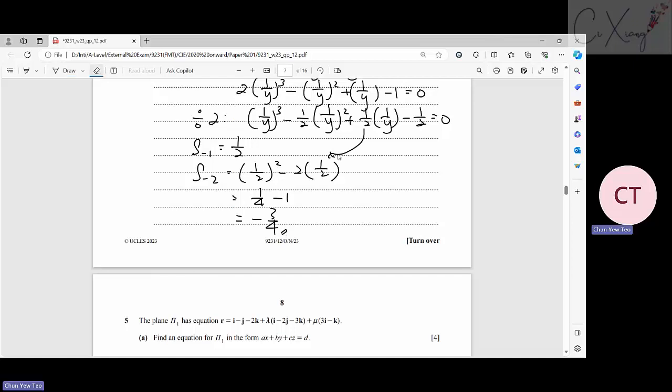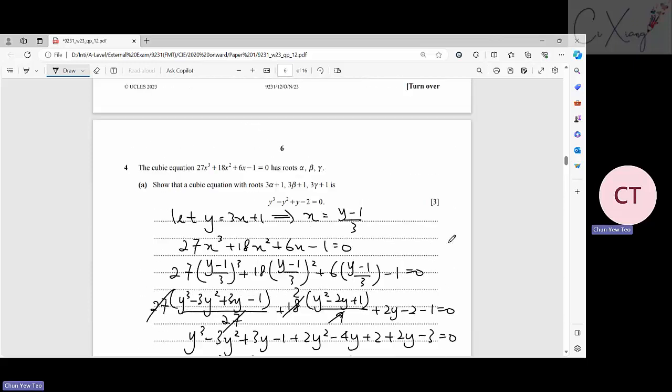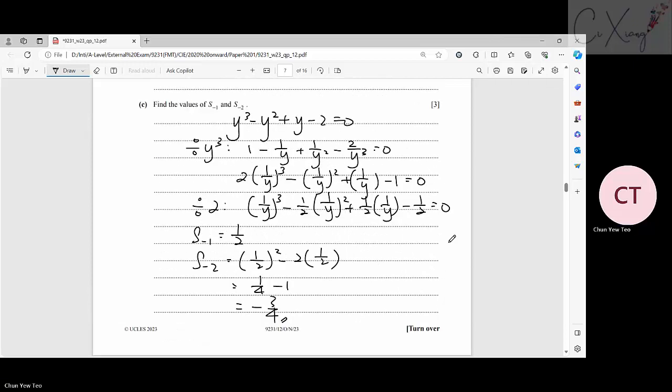That will be the answer for question number 4. Okay, so done. So this one will be the answer for question C. Okay, so now we continue.